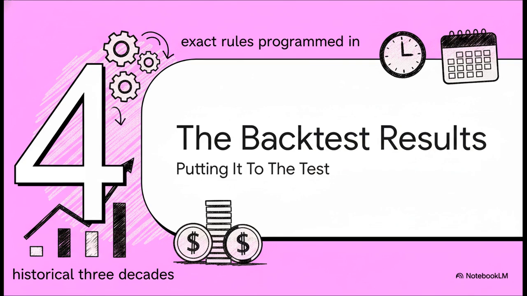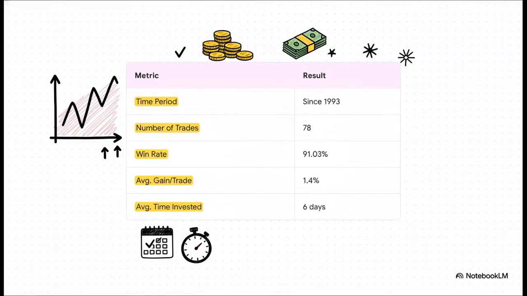How did it actually do? I mean, over nearly 3 decades? The results are, well, they're pretty fascinating. Okay, but what's really interesting here isn't just the win rate, it's how rare the signal is. Think about it. Over almost 30 years, these exact conditions only happened 78 times. That's just a couple of trades a year. But, and this is the kicker, when they did happen, a whopping 91% of them were winners. The average gain was about 1.4% over an average hold time of just 6 days.